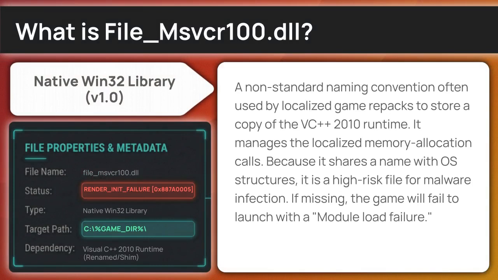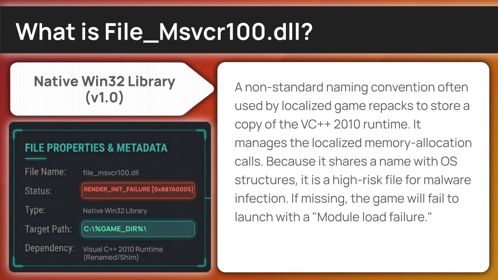This is the file Microsoft Visual C++ Runtime 100, a non-standard naming convention often used by localized game repacks to store a copy of the VC++ 2010 runtime. It manages the localized memory allocation calls. Because it shares a name with OS structures, it is a high-risk file for malware infection. If missing, the game will fail to launch with a module load failure.